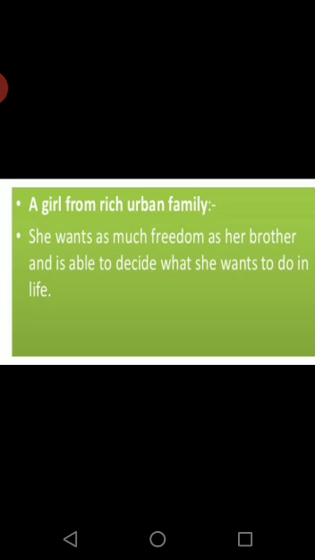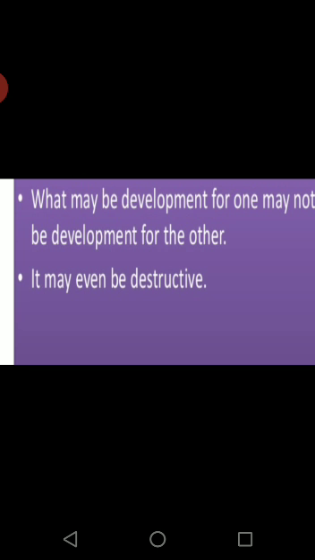Let us take one more example. For a girl from a rich urban family, what might be the developmental goal? Maybe she requires as much freedom as her brother is given, and also to take her own decisions. We have just seen 3 examples, but in them also the development was different for different people. So, this is one of the important features of development. Let us move to the second feature. The second feature says that what may be development for one may not be development for the other.